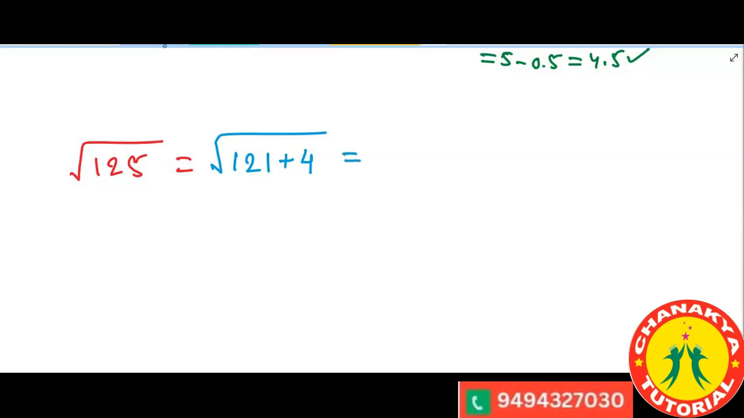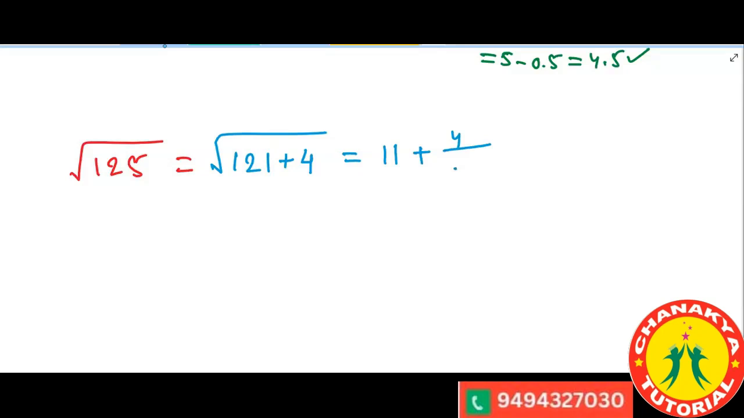Now apply our formula. Vinisha, any doubt? No, sir. So it is 11 plus 4 by 4 by 4 by 4 into 121 square root.